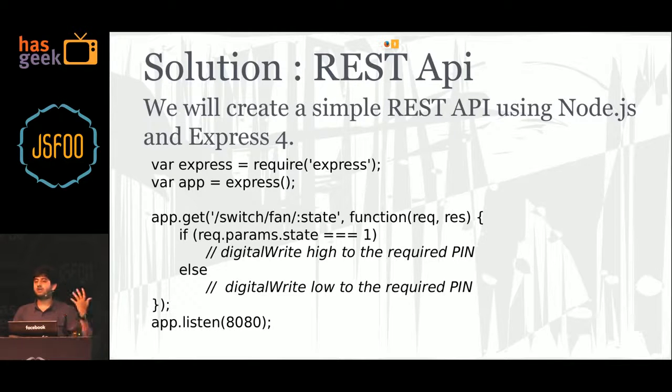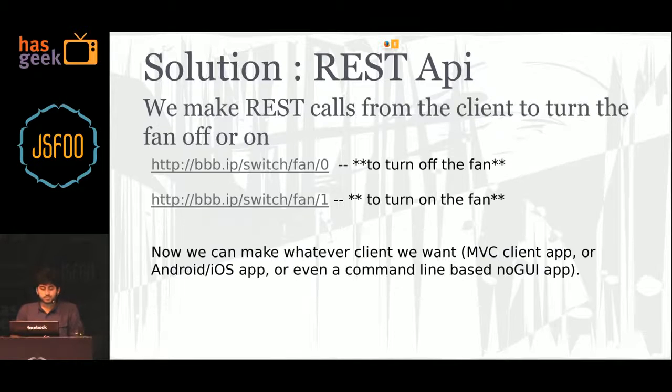Express, how many of you are familiar with it? Okay, that's the easiest way to create a REST server. You can do something like switch fan 1, so you will turn on the fan, switch fan 0, you will turn off the fan, and you run the server. Then you can use this REST API from any client that you want. You can make an Android app, you can make a website, and you can just simply let the app hit these REST APIs. So let's see how that works.